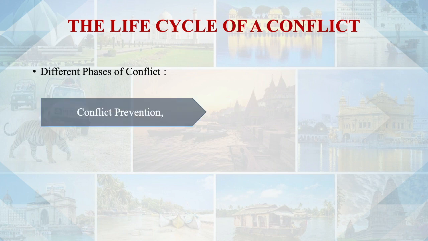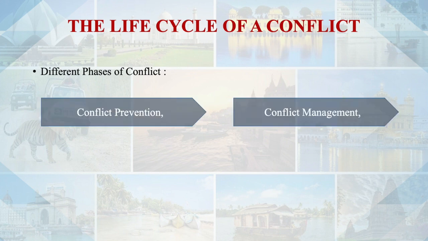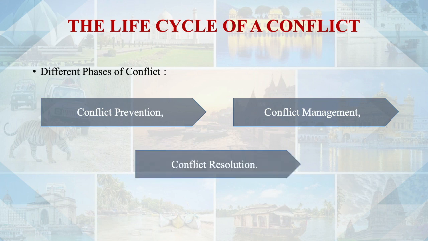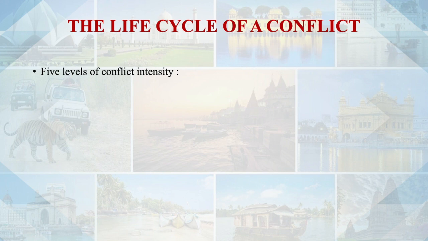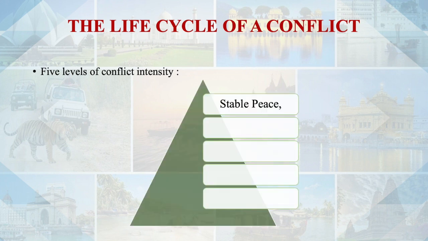When conflict prevention is over, then comes conflict management, and finally after conflict management we have conflict resolution. So after having this understanding about different phases of conflict, now let us know what are the different levels of intensity of the conflict. Conflict intensity is, first we have stable peace.